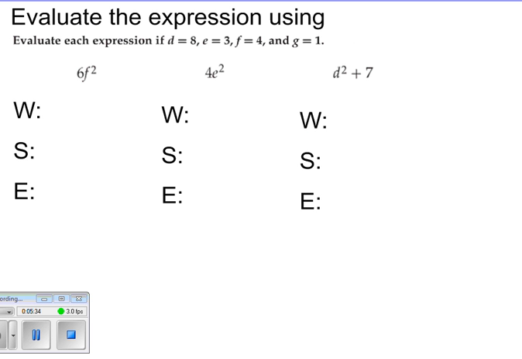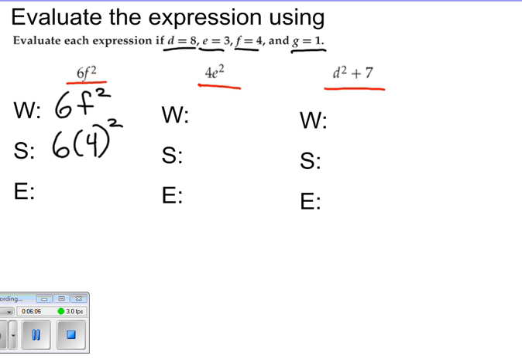This is another review from class today using WSE. On your note-taking guide, you do not have these problems written, so you can copy them now into your note-taking guide, and let's get started on solving these. The W part is you just rewrite the problem. The S, we're going to substitute, and they always will tell us what they equal. So from the direction line, I know that F equals 4, so it's going to be 6 times 4 squared.